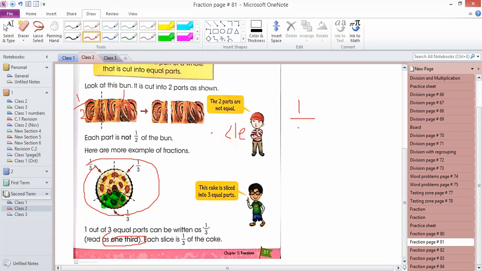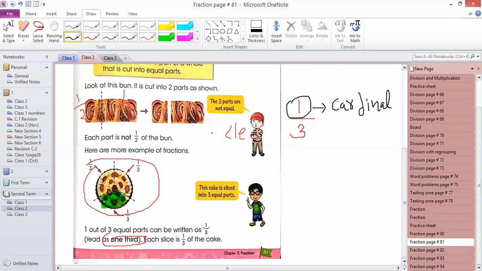I am telling you the technique to read it, guys. For the numerator, always read it as a cardinal number. Remember cardinal numbers, guys? Simple numbers: 1, 2, 3, 4, 5, 6, 7, 8, 9, 10. The numbers which you use for counting.